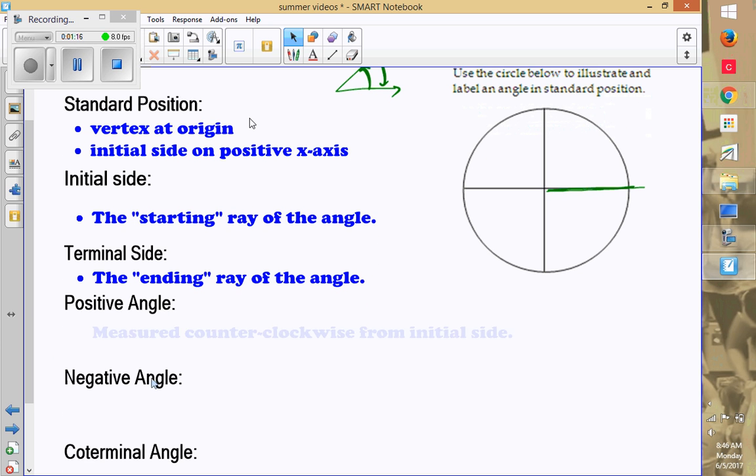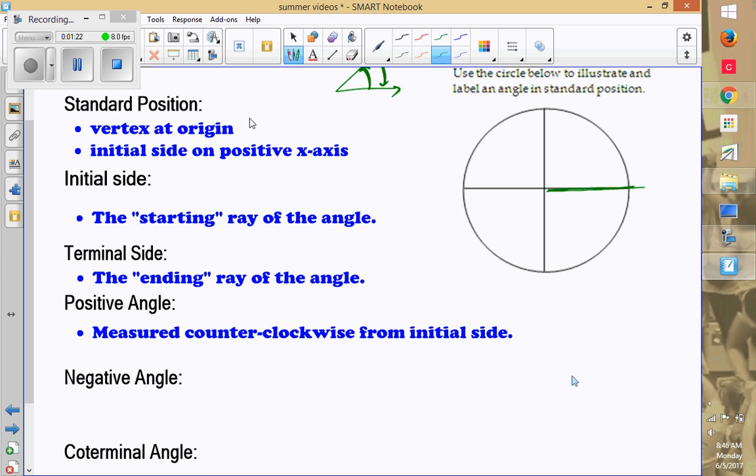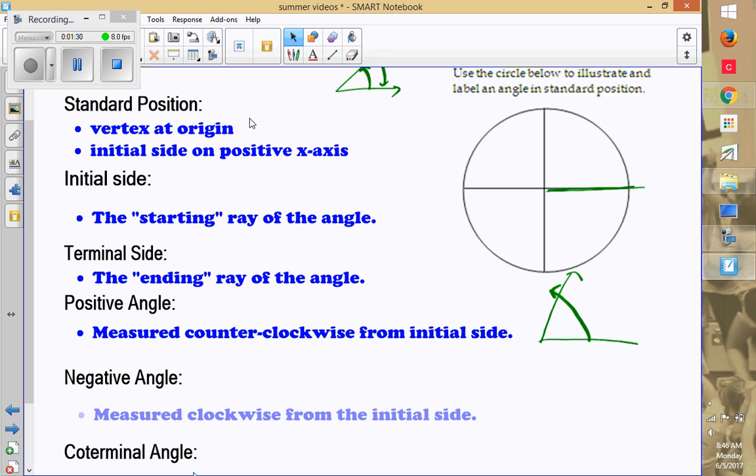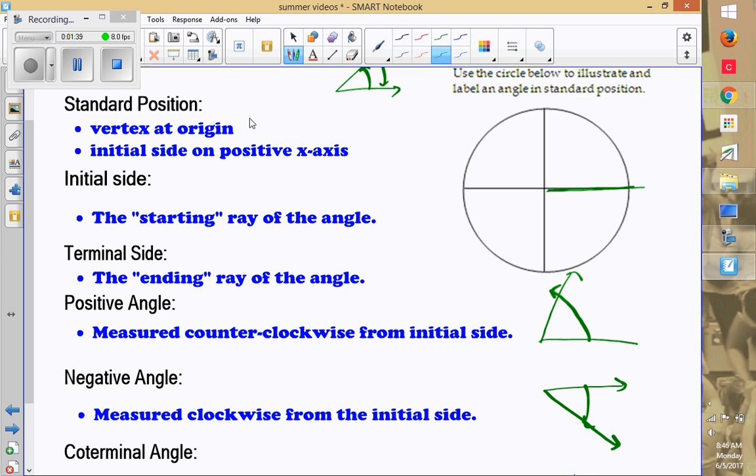A positive angle is measured counterclockwise from the initial side. So here's the initial side and we're going counterclockwise. So this is a positive angle, whereas a negative angle is measured clockwise. So if here's my initial side, I'm going to go clockwise and I'm going to have a negative angle going that way.